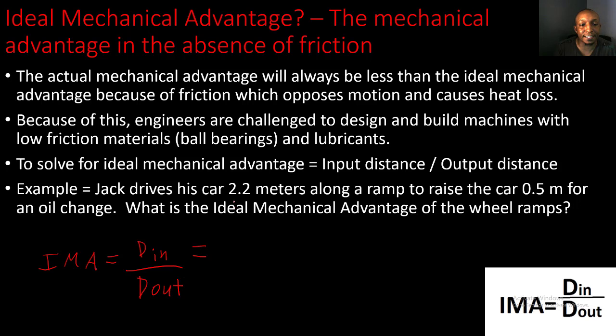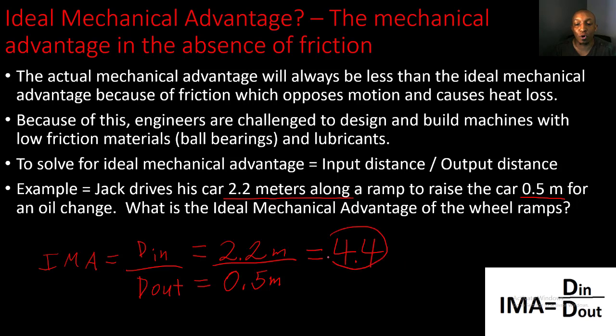The input distance would be that 2.2 meters that Jack drove his car along that ramp. And then the output distance is going to be the height that the ramp raised the car, which is 0.5 meters. When we take our input distance and divide it by our output distance, which is 2.2 meters divided by 0.5 meters, that's going to give us an ideal mechanical advantage of 4.4.